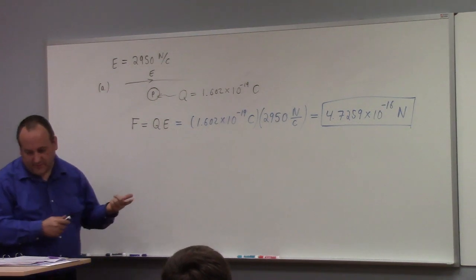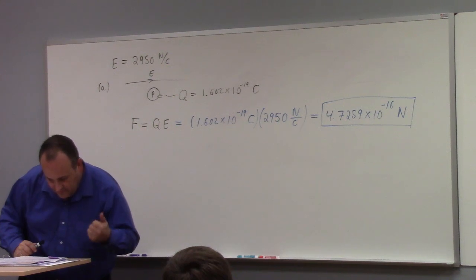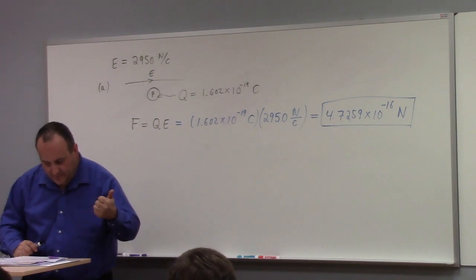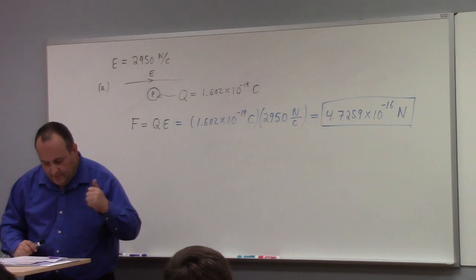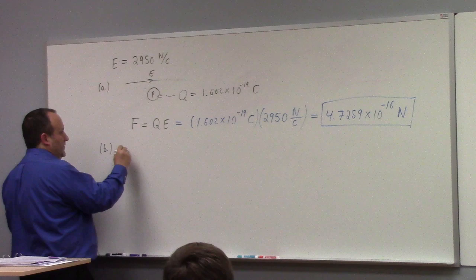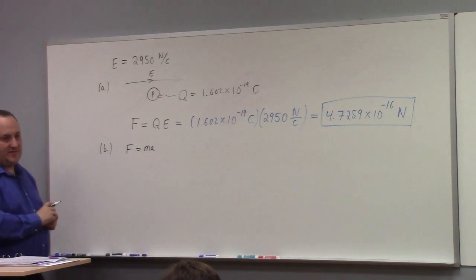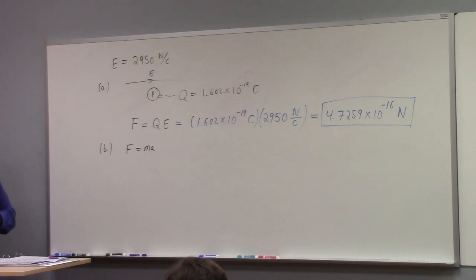So that's the force. Then what else are you supposed to find out? So there you go. That's the magnitude of the electric force felt by the proton. And now we're supposed to find the proton's acceleration. So F equals ma, right? That's still with us. You guys remember that? Sometimes you guys ask me, does physics 1 matter? Yes.